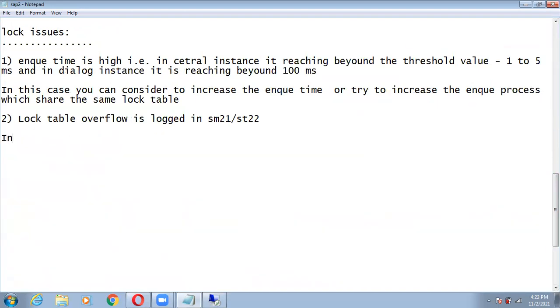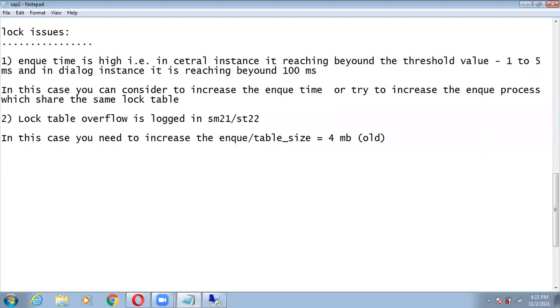So in this case, you need to increase this parameter. Generally, for the new version, it is 200 MB. Okay, for new versions, by default the value will be 200 MB. So you need to increase this parameter beyond the 200 MB. Okay, right?